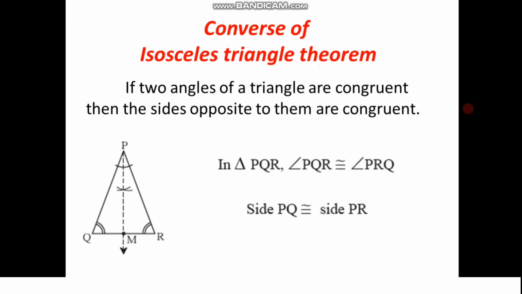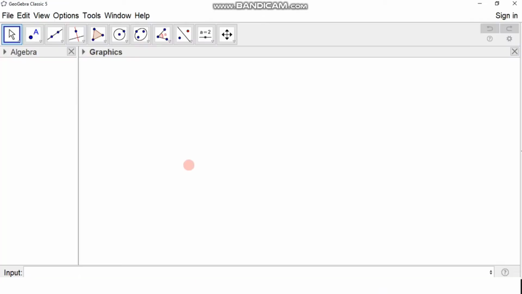We are going to verify this by using GeoGebra. Let's move to the GeoGebra interface. This is the GeoGebra interface. Here we are going to verify the converse of the isosceles triangle theorem. For that, first of all, we should draw one triangle whose base angles are congruent.